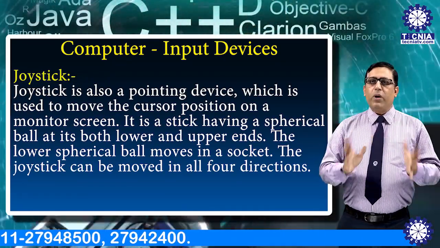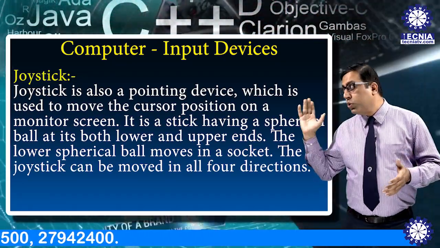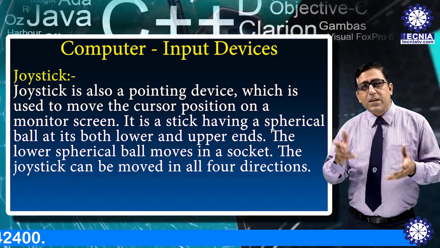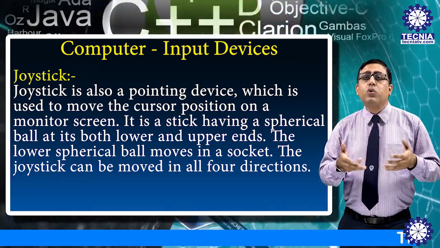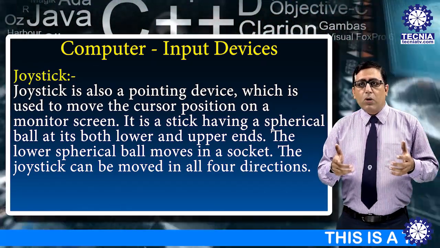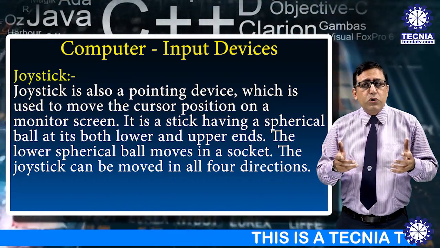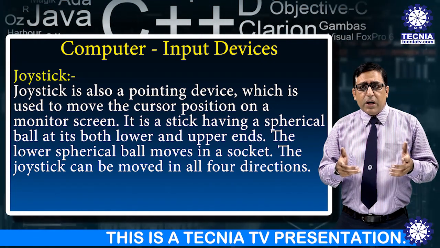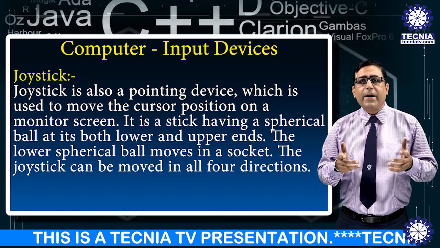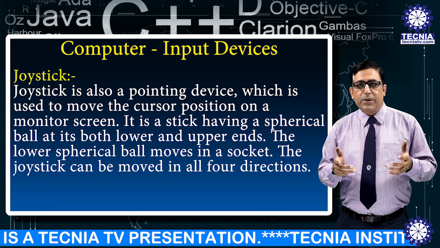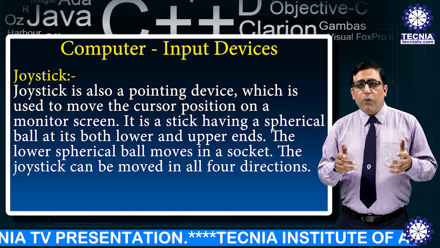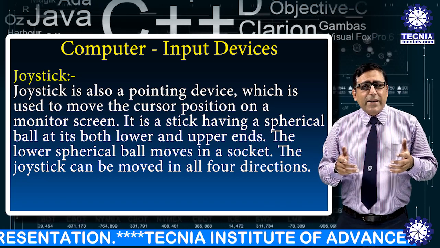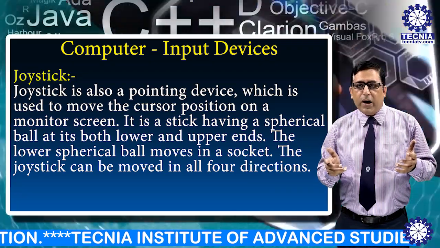The next input device which we are using is joystick. Now we are discussing how the joystick works. Joystick is also a pointing device which is used to move the cursor position on a monitor screen. It is a stick having a spherical ball at both its lower and upper ends. The lower spherical ball moves in a socket. The joystick can be moved in all four directions.